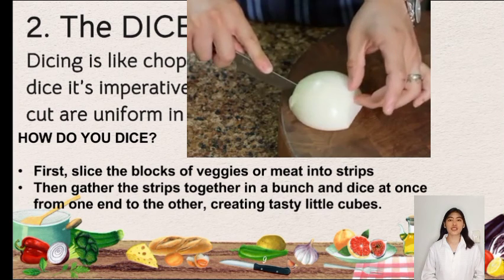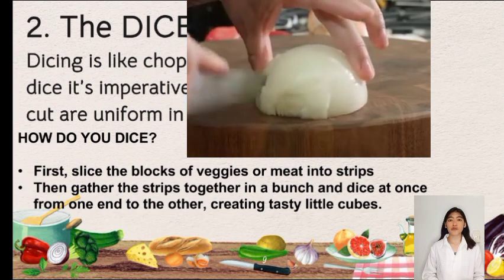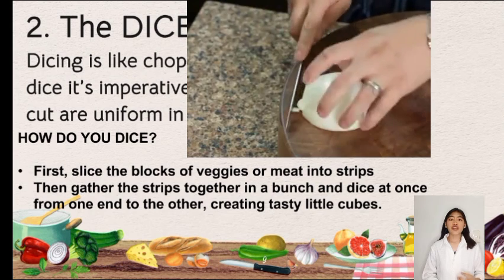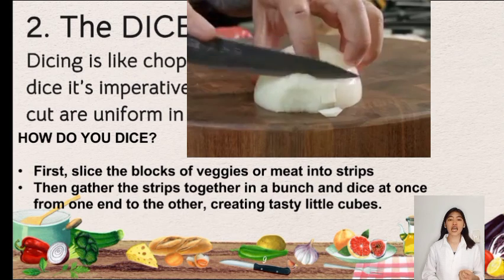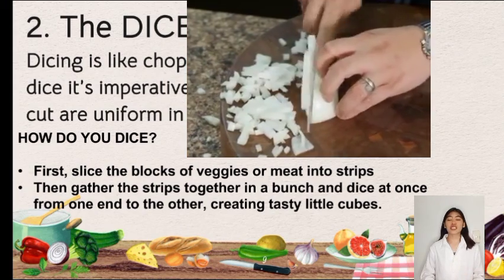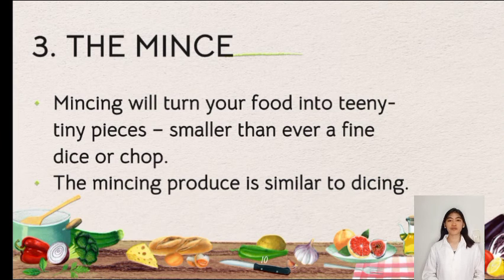So how do you dice? First, you should slice the blocks of veggies or meat into strips, depending on the size of the dice you're looking for. Then, gather the strips together in a bunch and dice at once from one end to the other, creating tasty little cubes. Third, we have the mince.